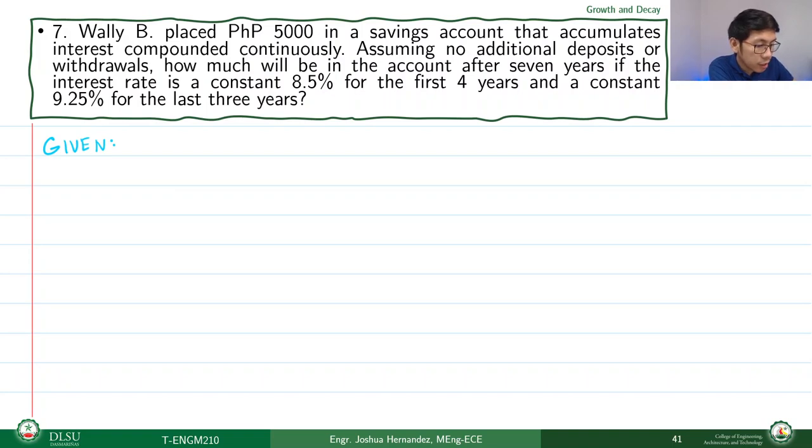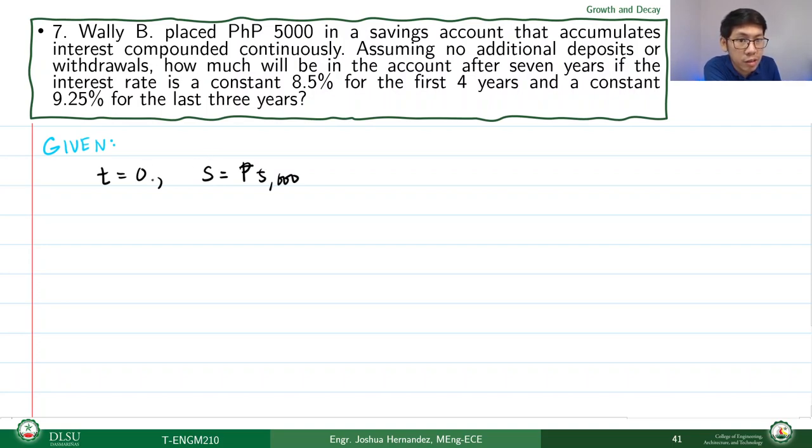Okay. So, binigyan tayo ng 5,000 daw. Initially, yun yung pera niya sa savings account. So, when T is equal to 0, initially, the amount of money, let's call it S again, is 5,000 pesos. Okay. Now, ang sabi niya, the first 4 years of the 7 years ay merong 8.5% rate, no? And on the last 3 years, the rate naman daw was 9.25%.